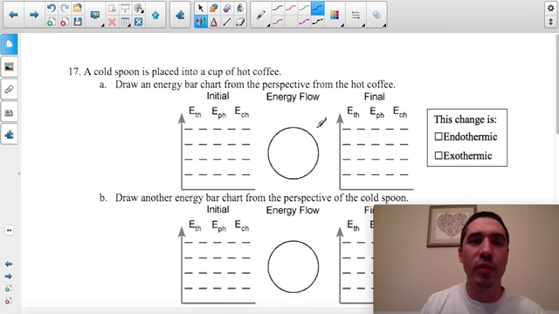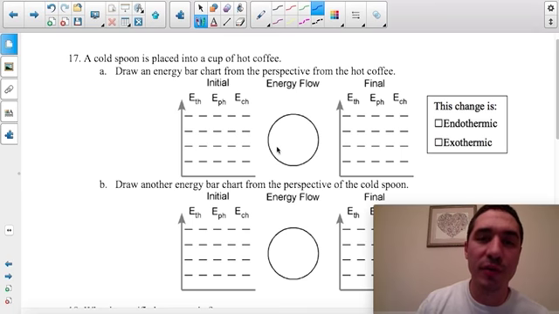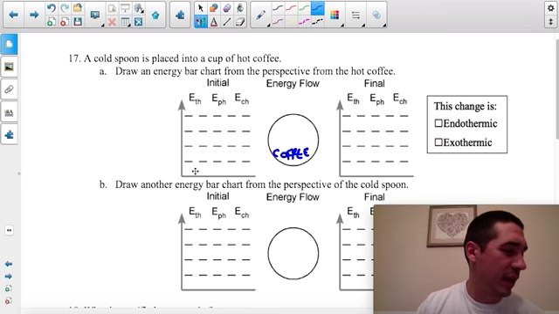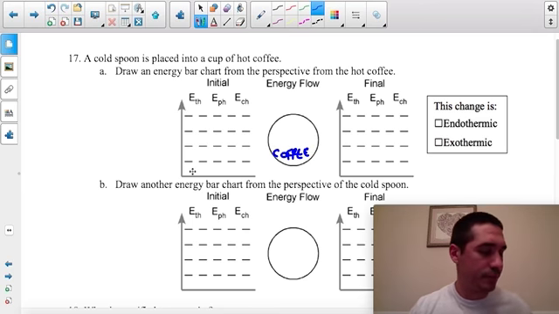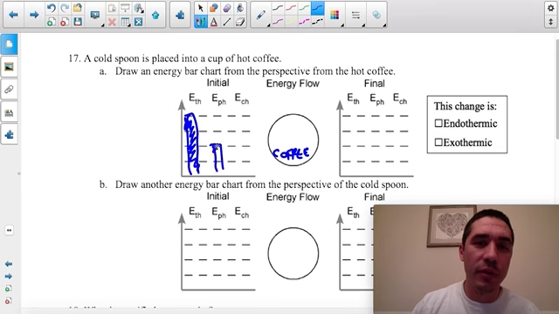Alright, next we have a cold spoon that's placed into a cup of hot coffee. Draw an energy bar chart from the perspective of the coffee. So the coffee starts off as hot. So I'm going to give it 4 bars of thermal energy. And since it's liquid, I'm going to give it 2 bars of phase energy.